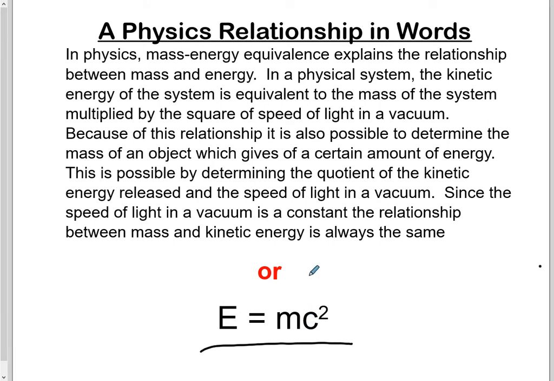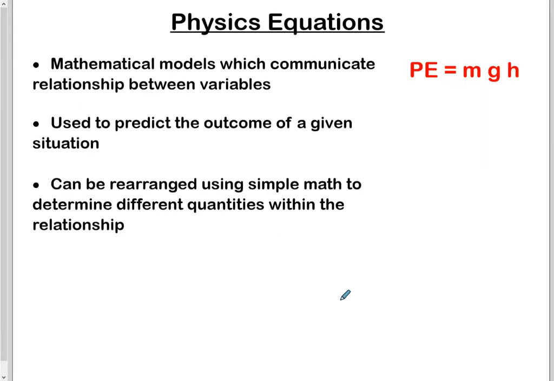So let's talk about what mathematical models like this actually are and how we come up with them. A mathematical model is something that communicates the relationship between variables. This is the mathematical model for the potential energy of an object. And because I know what these letters represent, I can say the potential energy of an object is equal to its mass times acceleration due to gravity on Earth times the height of the object. So just by these letters, I know all of that.